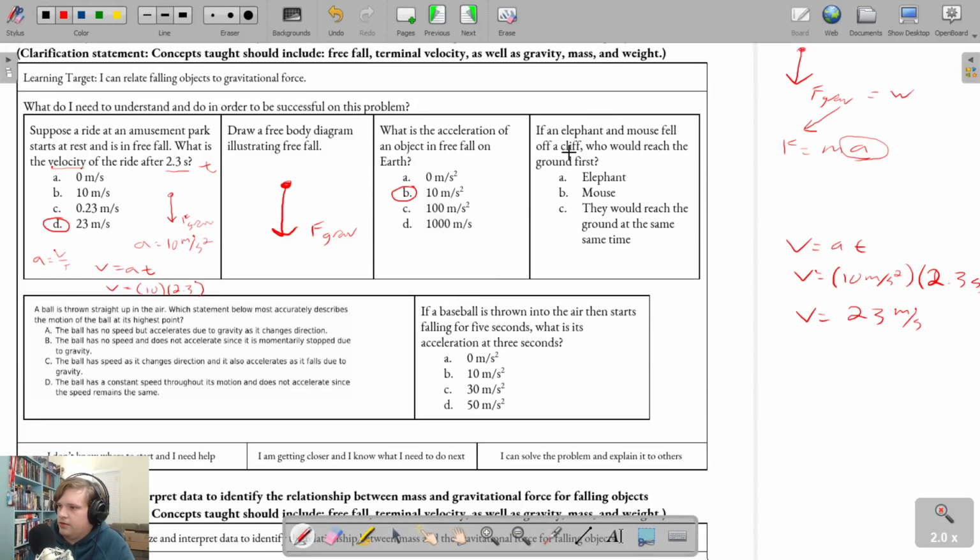Okay. If an elephant and a mouse fell off a cliff, who would reach the ground first? We did this. Well, okay, we didn't drop an elephant or a mouse or anything alive, but we did this with a golf ball and a ping pong ball. We dropped them. One was way heavier than the other. We dropped them, and they actually reach the ground at the same time. Galileo, I see you, bud.